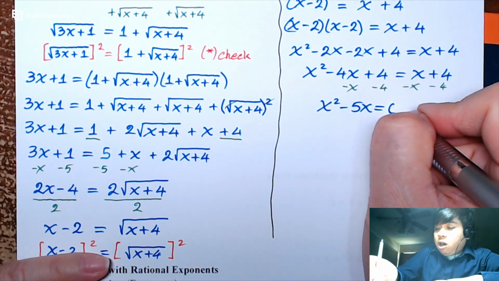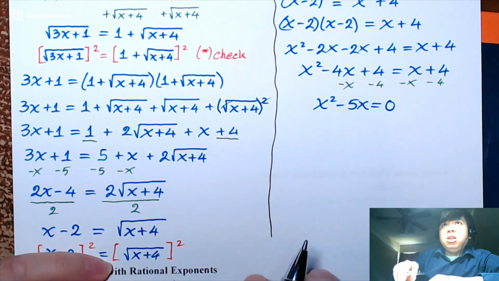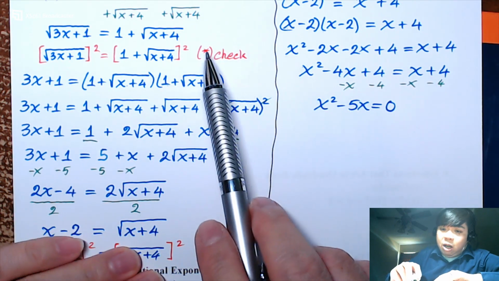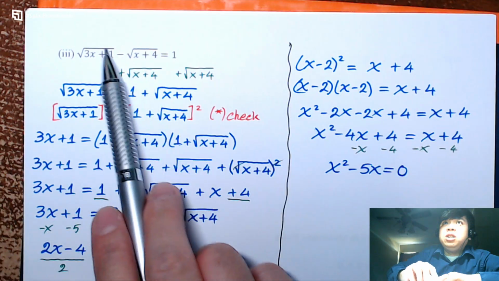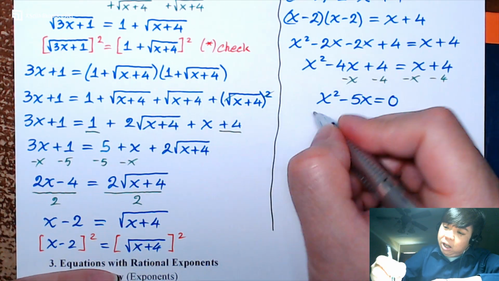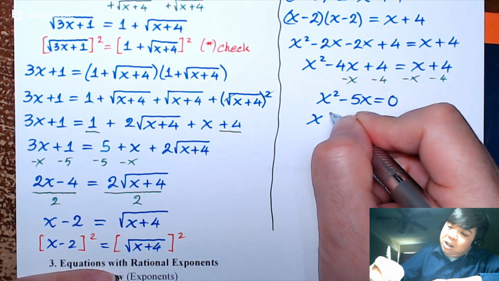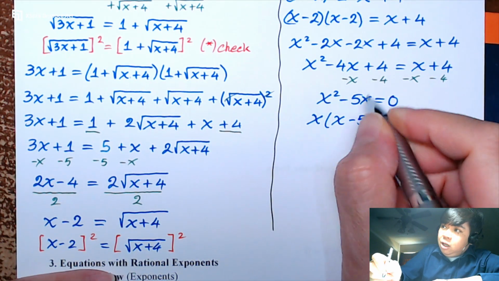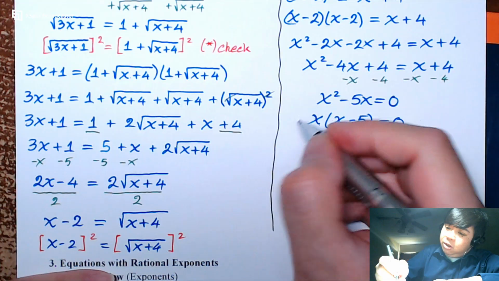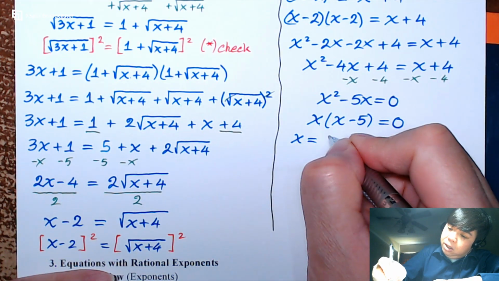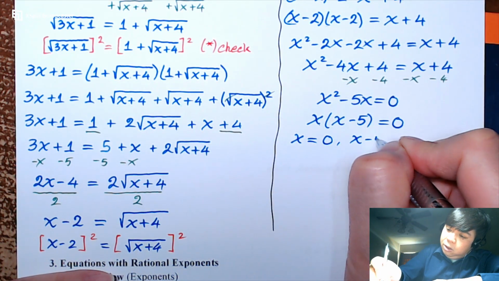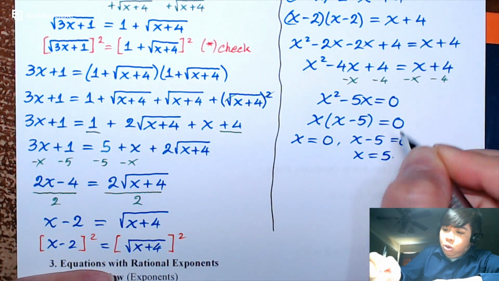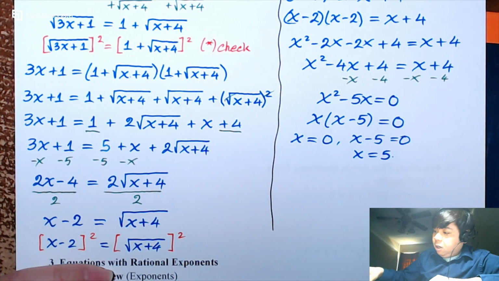This problem is a little bit long, but I'm not going to ask anything that long on the test. That is, I will not ask anything that has 2 square roots in the problem, only 1. Okay, now factor out x. So x is 0, or that is 0. So x is 0 or 5. Now let's check.